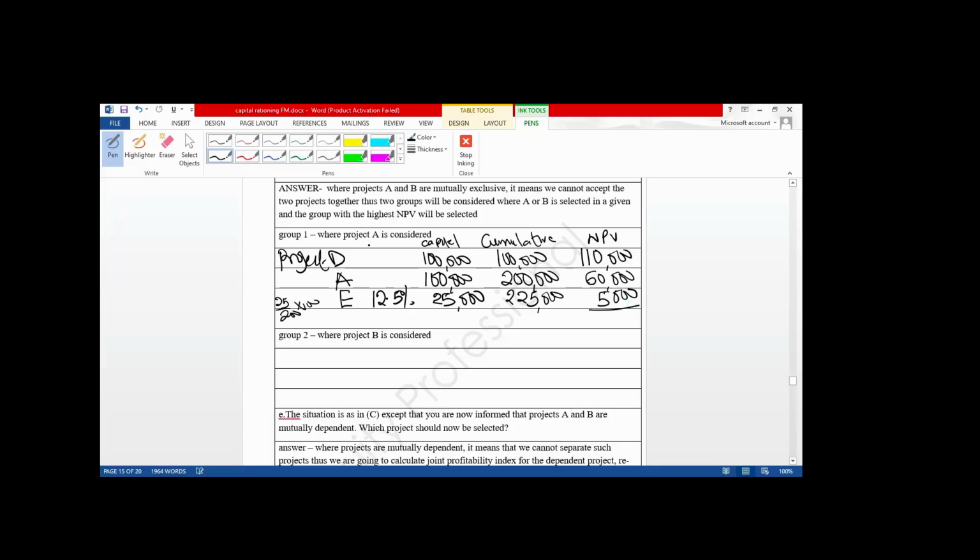Now sum these up. For group A, if you consider project A, our NPV total is 175,000. Second group, group B, come back here. In this case, you cannot consider project A. Once you consider project B, mutually exclusive.